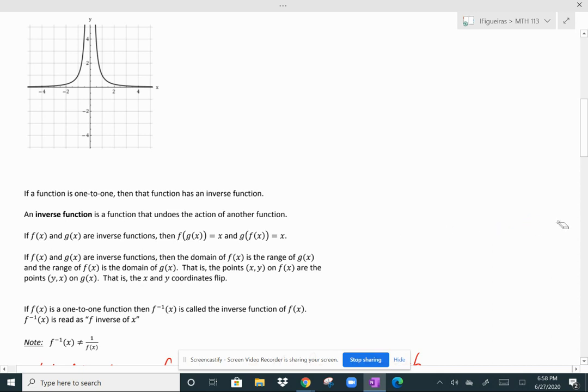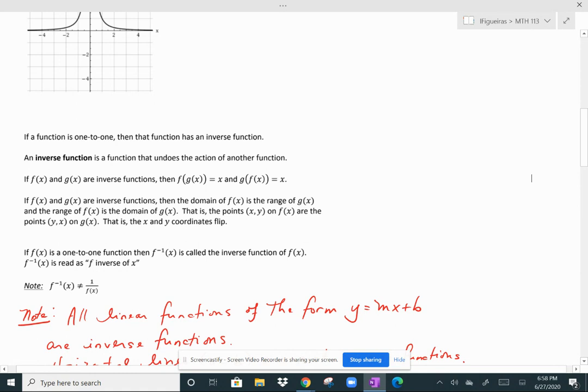Another interesting attribute about inverse functions is that if you have two inverse functions, then the domain of f of x becomes the range of g of x, and vice versa, the range of f of x becomes the domain of g of x. So domain and range switch. If (x, y) is a point on f of x, then (y, x) will be a point on g of x. In other words, the x and y values flip, and that's because domain and range flip.